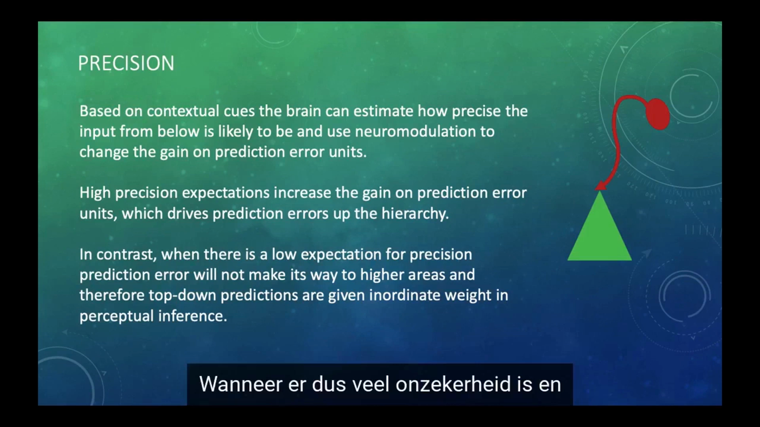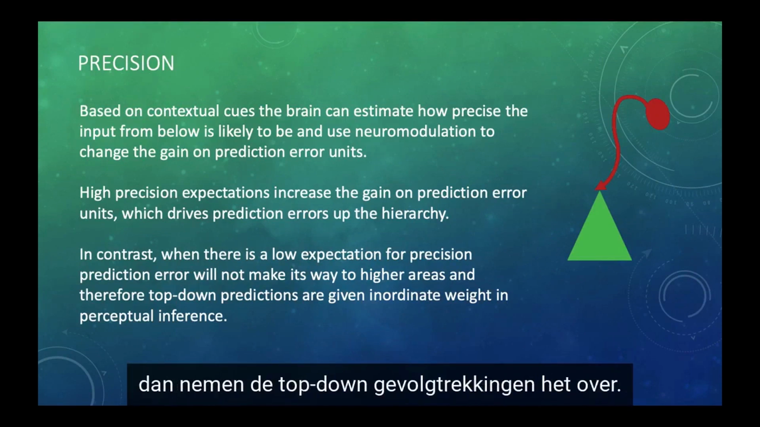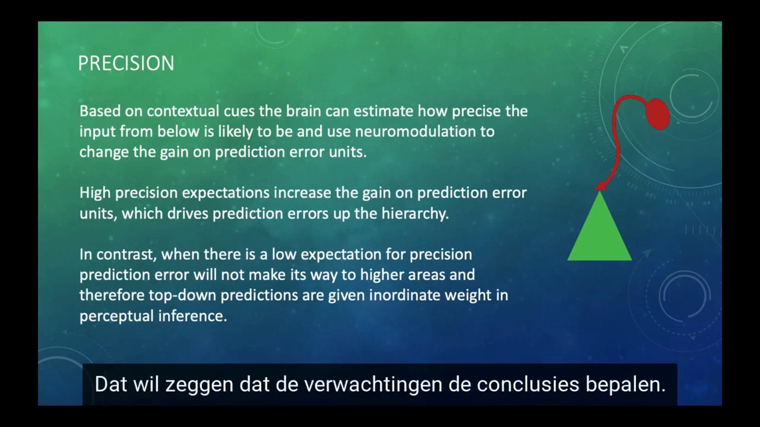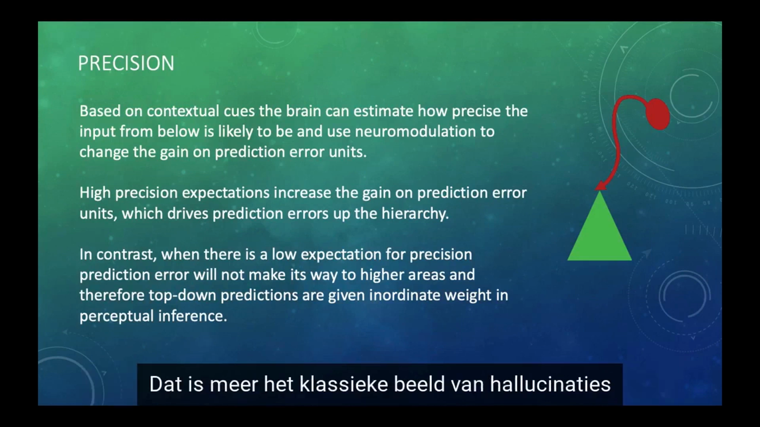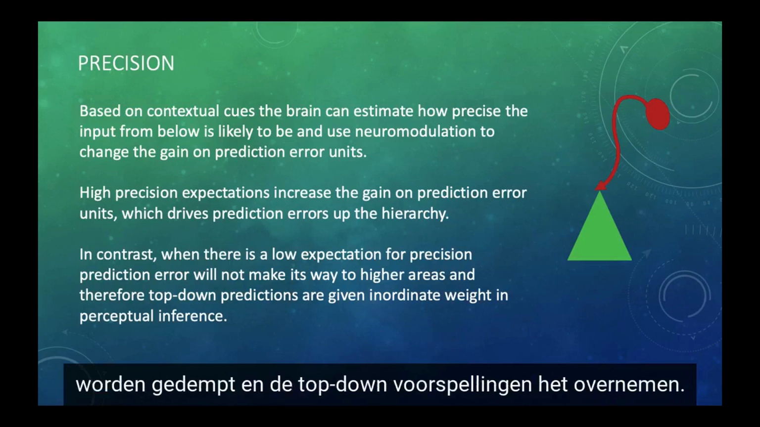So when there's a lot of uncertainty, when the precision is expected to be low, the top down inferences take over. The top down predictions take over, and that is more classically thought of as hallucination, because the input from lower levels has been dampened down, and the top down predictions are taking over.